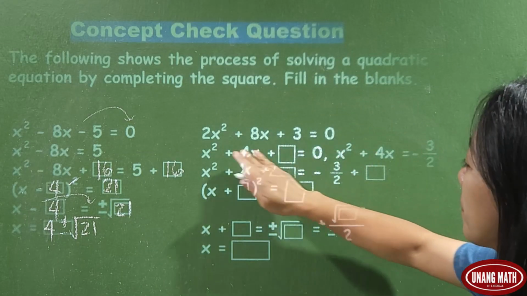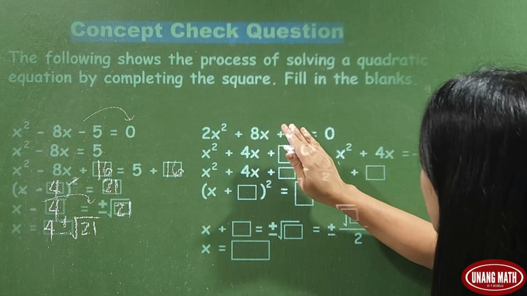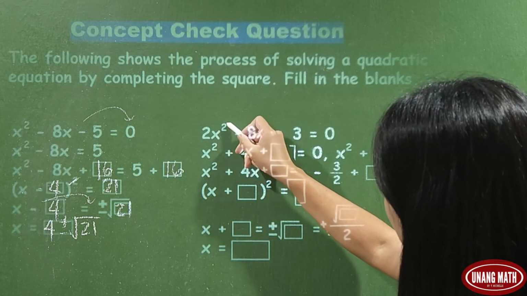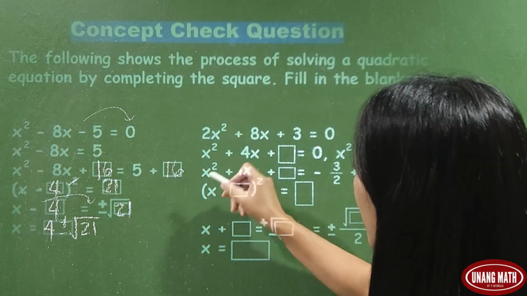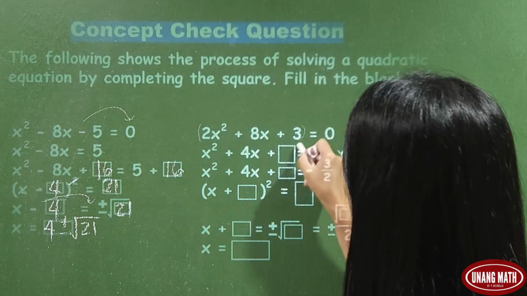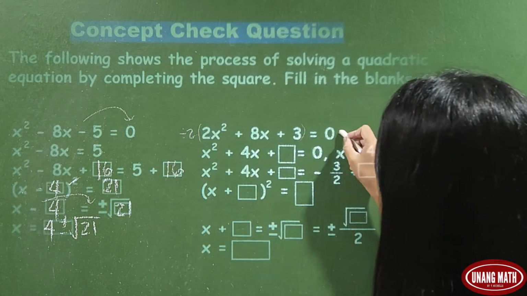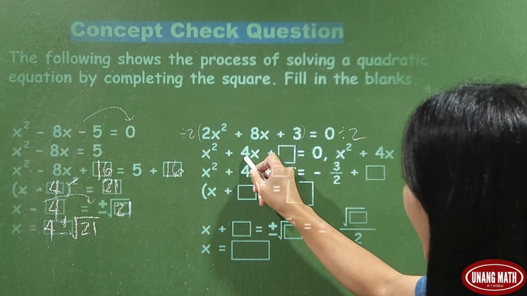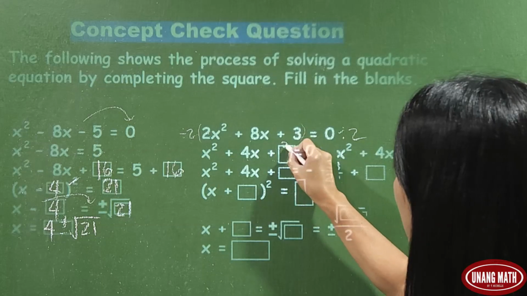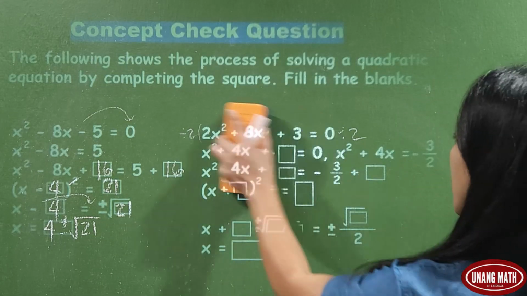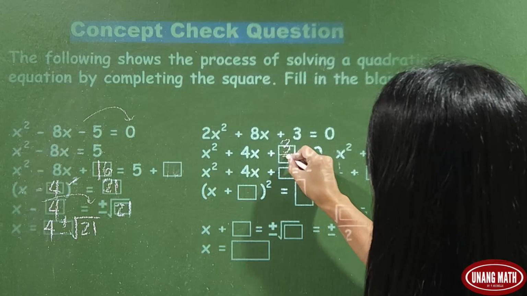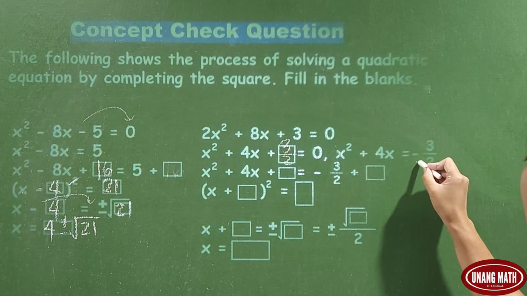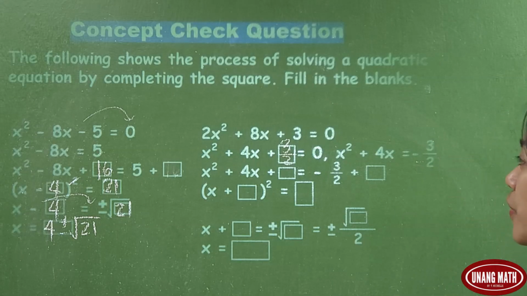Okay, what about here? 2x squared plus 8x plus 3 is equal to 0. Make the coefficient of x squared 1. So divide this by 2, divide by 2. Now we have x squared plus 4x plus 3 over 2 equals 0. So move 3 over 2 to the other side. That's why we have a negative 3 over 2.